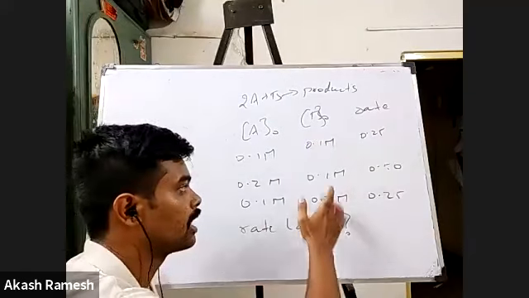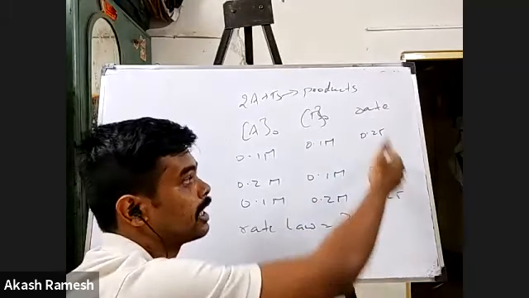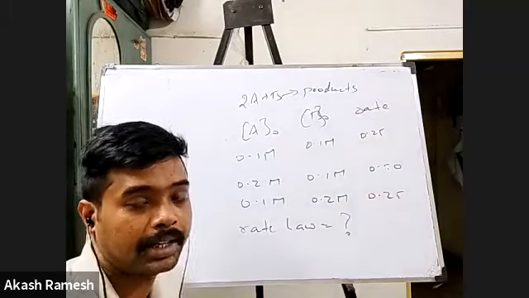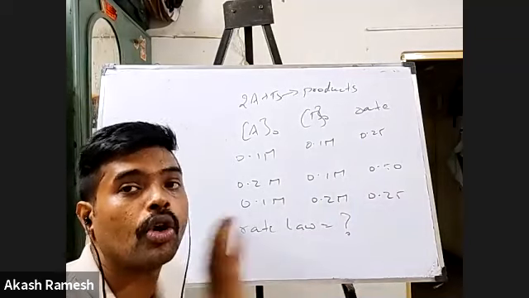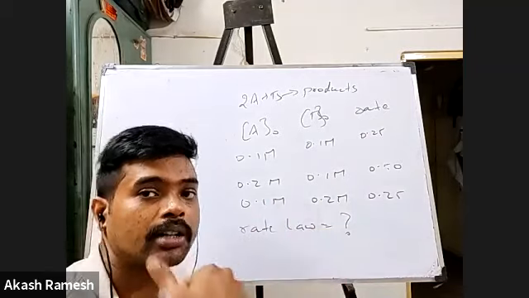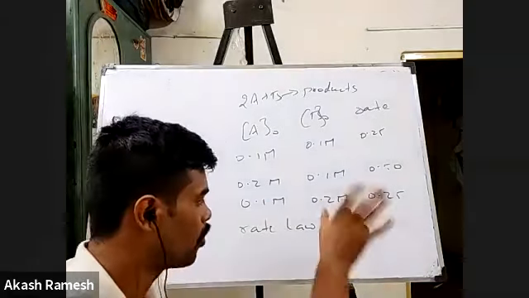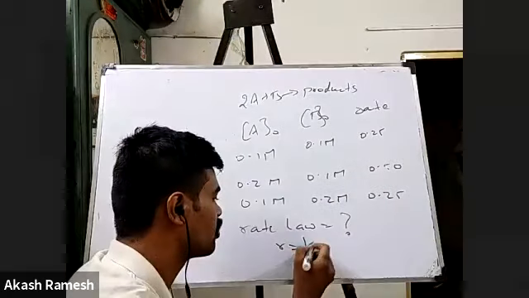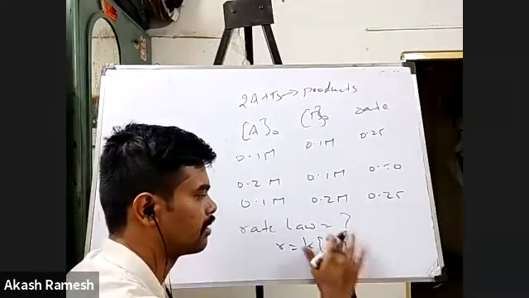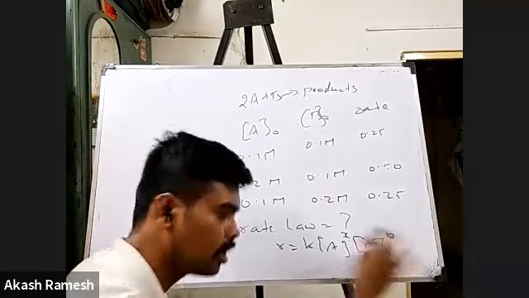Because when I'm saying that the concentration is changing for B, there is no change in rate for the reaction. That means B has no role to play in deciding the order of the reaction. That means B's order is 0. It does not affect the rate. So one thing you'll be able to easily write: R is equal to K, A power something like X, that we will find now, and B power 0.